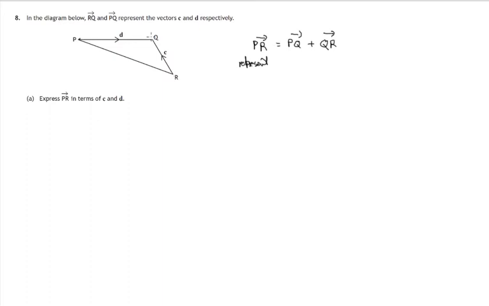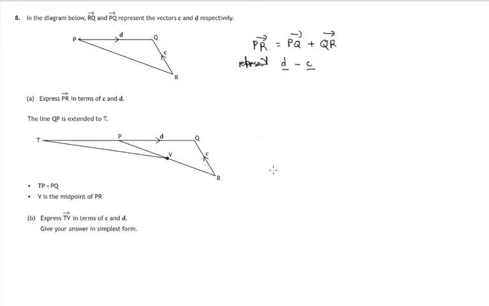So travelling from P to Q, that will represent vector D. Travelling from Q to R, ouch, we've gone against the arrow, that hurts, that's a negative experience. That'll be negative C, not C. So going from Q to R, ouch, that's negative C. So PR represents the vector D minus C.